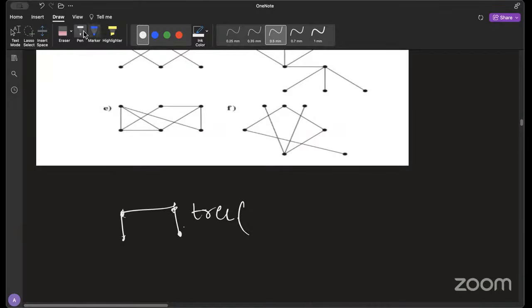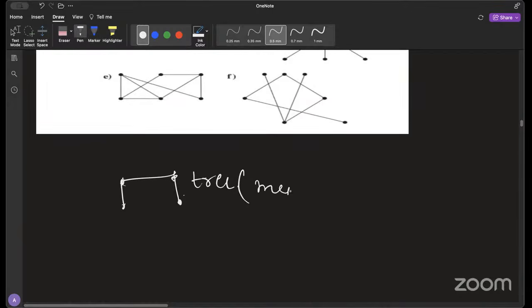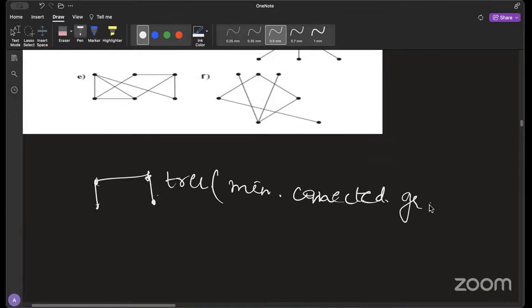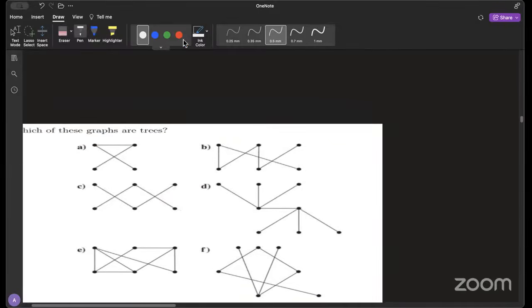A tree is simply, if you have forgotten the definition, a minimally connected graph. Every vertex should be connected to other vertices, and it should be minimally connected. This is not a minimally connected graph if I join these two. Minimally connected means that if I remove any edge from here, the graph should not be connected. Like in this case, if I remove this edge, now it's not connected. That's your minimally connected graph. So this is minimally connected, so this is a tree.